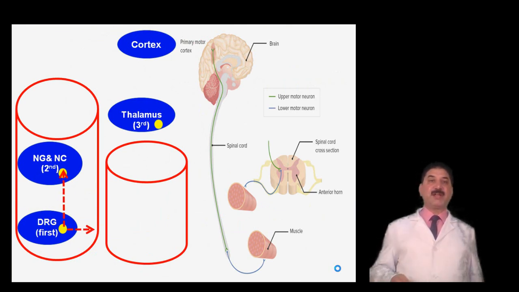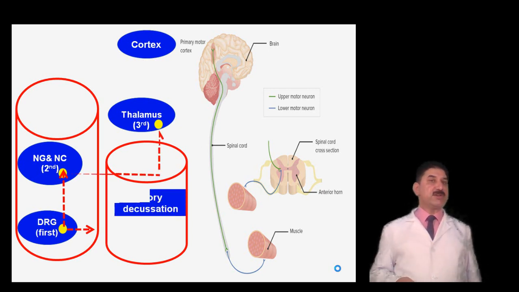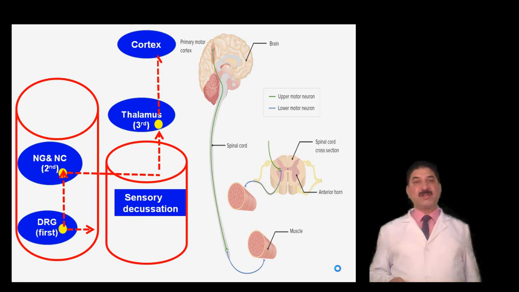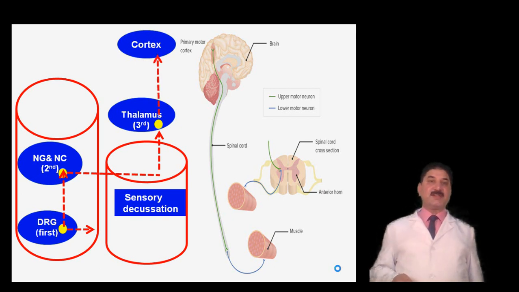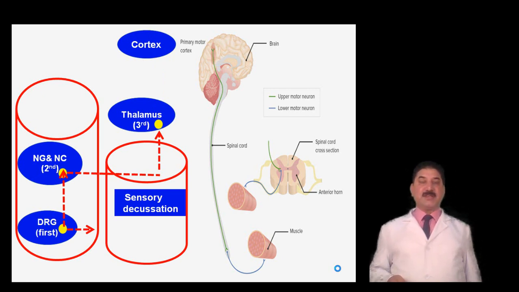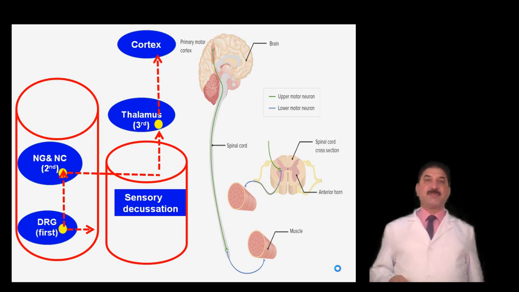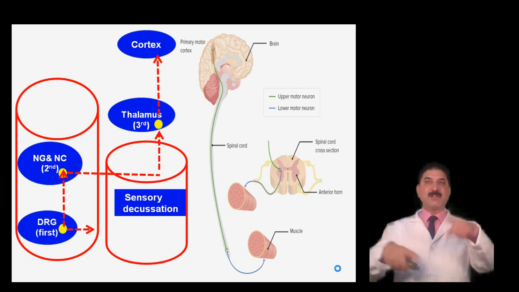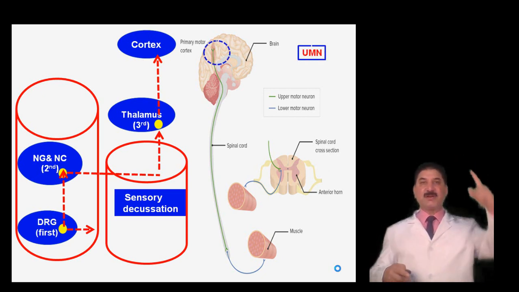So if we compare the two tracts, in the ascending tracts we have the dorsal root ganglion, which represents the first order neurons. Nucleus gracilis and cuneatus represent the second order neurons. Then there is sensory decussation, where the internal arcuate fibers cross to the opposite side. They go to the thalamus, which represents the third order neurons, and from the thalamus, fibers originating from third order neurons go to the cerebral cortex.